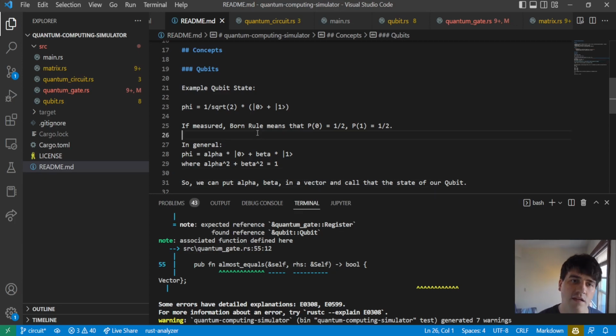So qubits are just two-dimensional complex vectors, or they can be represented like this, where the coefficients are on the unit sphere. Okay, those are qubits. We did those in part one, and they work great. I think we haven't touched them since.